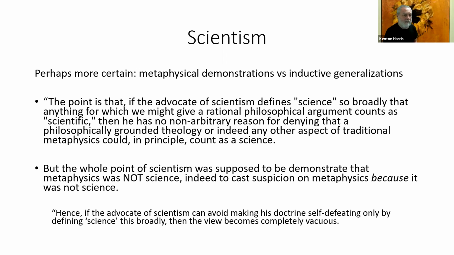Quoting from Feser again, he says, "The point is that if the advocate of scientism defines science so broadly that anything for which we might have a rational philosophical argument counts as scientific, then he has no non-arbitrary reason for denying that a philosophically grounded theology, or indeed any other aspect of traditional metaphysics, could, in principle, count as science. But the whole point of scientism was supposed to be to demonstrate that metaphysics was not part of science. Indeed, to cast suspicion on metaphysics because it wasn't science." Quoting Feser again, he says, "Hence, if the advocate of scientism can avoid making his doctrine self-defeating only by defining science this broadly, then the view becomes completely vacuous."